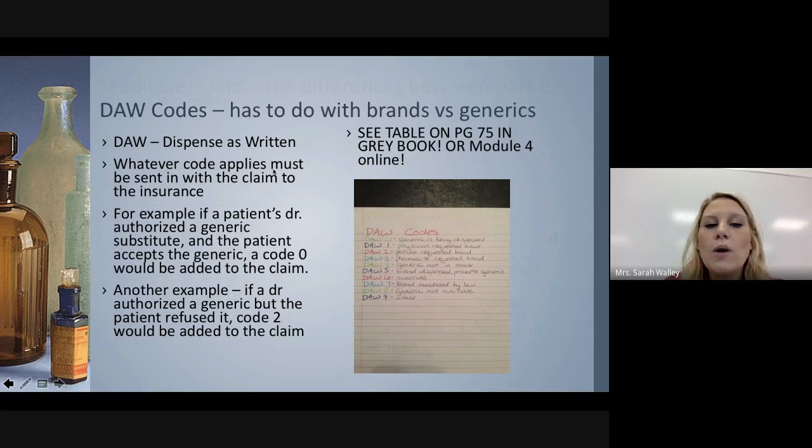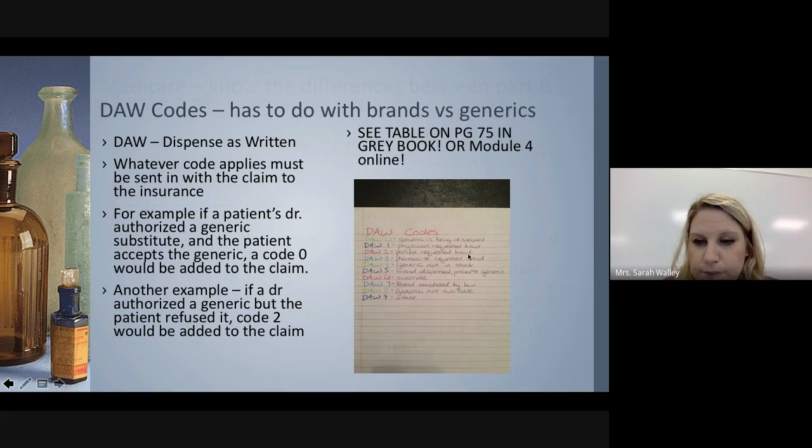Whatever code applies must be sent in with the claim for insurance. So the doctor may not put DAW code 2, but they may put generic is fine or something, and you have to know which is the right one, okay? For example, if a patient's doctor authorized a generic substitute and the patient accepts that generic, a code 0 would be added to the claim. So in this little thing here, it says DAW 0, generic is being dispensed. Another example, if a doctor authorized a generic, but the patient refused it, like the patient said, no, I want the brand name, code 2 would be added to the claim.